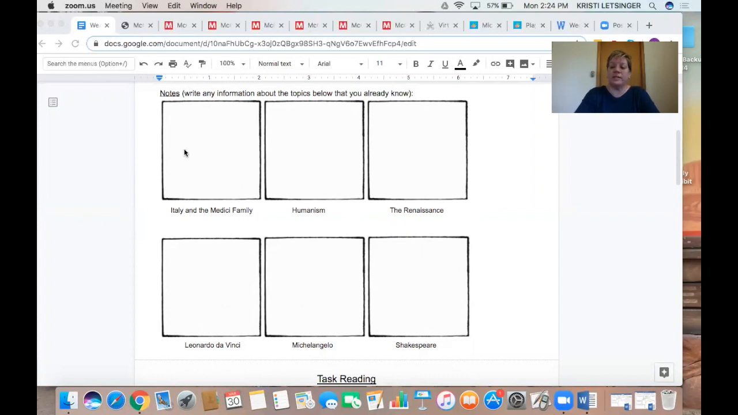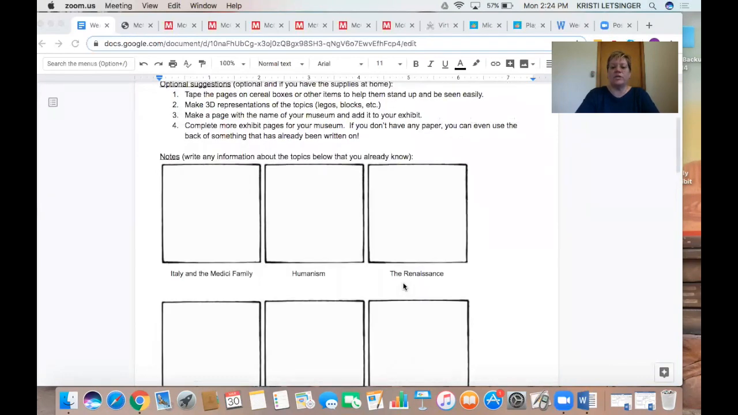For instance, if I was doing this, I would write Italy is a peninsula. We know that it's surrounded on 3 sides by water. For the Renaissance, I might say it started in Italy. Shakespeare, greatest English playwright of all times. So my goal would be just to write anything that I remember. Now it's really okay if you don't have anything to write down there. It's okay, but try really hard to write down what you know.